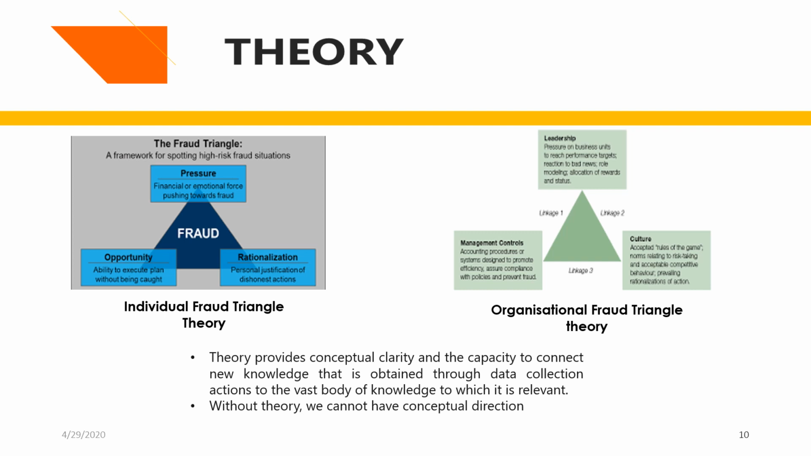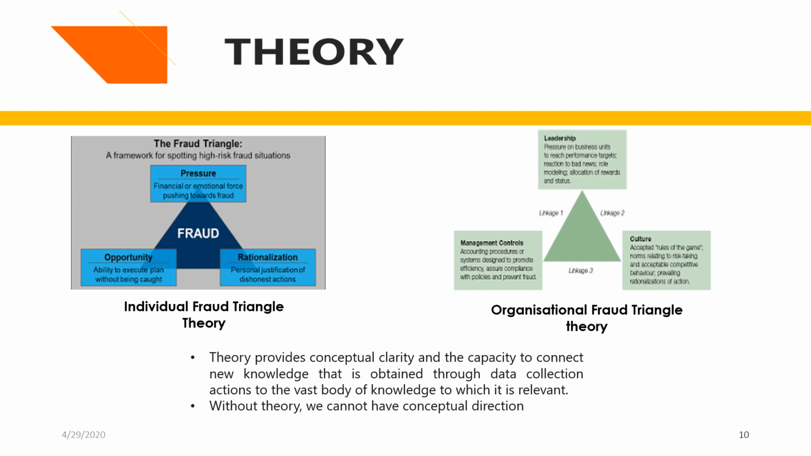Second factor is opportunity, and the third factor is rationalization. So according to individual fraud triangle theory, if these three factors exist, then it is highly likely that fraud will occur. Okay, next we go on to the second theory.